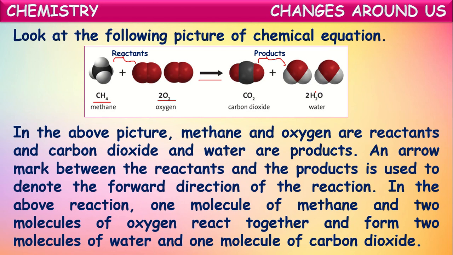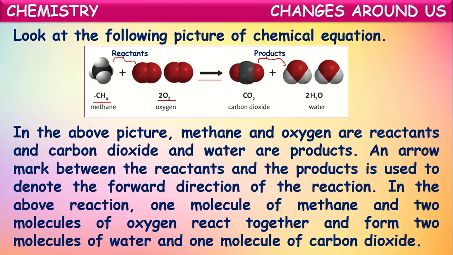If a number is written in front of the molecular formula of the substance, that represents the number of molecules participating in the reaction to combine with other chemicals. If you observe here, one molecule of methane, because here no coefficient is there, no coefficient represents 1. So 1 won't be written.